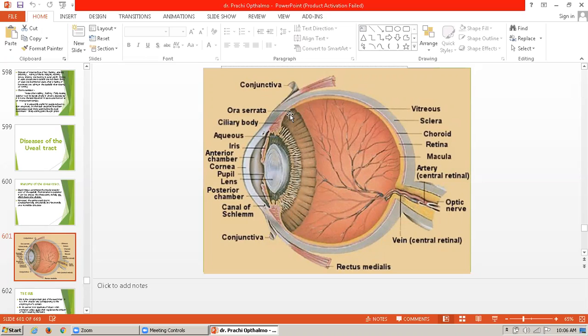This is the conjunctiva, this is the ora serrata, this is the aqueous. The iris divides the anterior chamber and the posterior chamber. This is the cornea. The aperture in between the iris is called the pupil. This is the lens. This is the canal of Schlemm. This red color is the vitreous. This is the sclera, and this is the yellow line. This is the choroid. Just under the choroid, there is the retina and macula, and this is the central retinal artery and vein with the optic nerve. And this is the rectus medialis, which supports the eyeball.